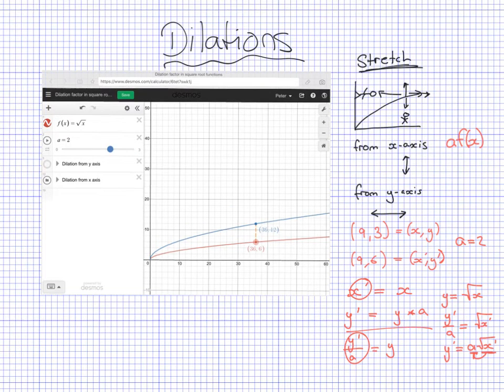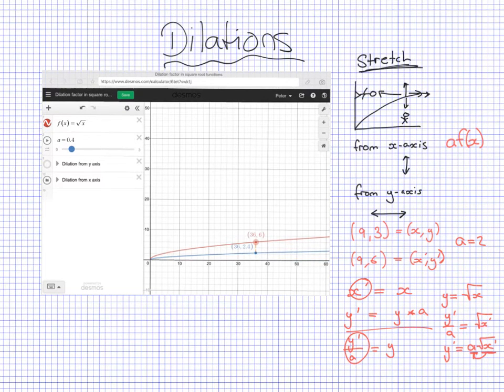As I come back down, the two lines will meet at an a value of 1 because there's no change when it's multiplied by 1. Then when I go below 1 into fractions, you'll see that the blue line gets closer to the x-axis.